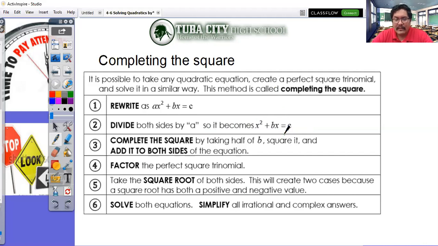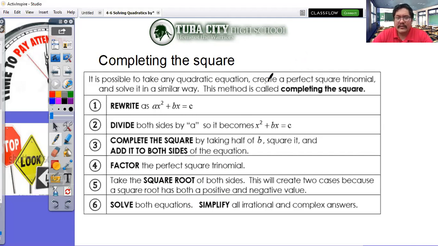All right, so again, this seems pretty complicated. I think once you get it, it makes a lot of sense. Just like anything you learn, once you learn it, it's not so tough. Factor the perfect square trinomial, take the square root of both sides, and remember to have both cases of a positive and a negative value, because square root can be positive or negative. Solve both equations and simplify all irrational or complex answers.